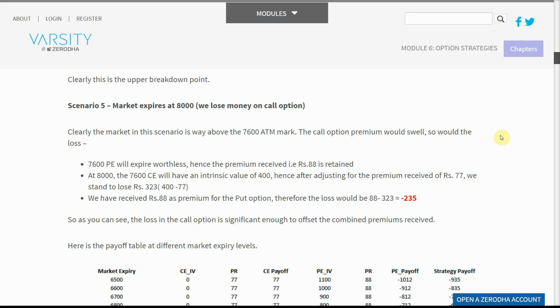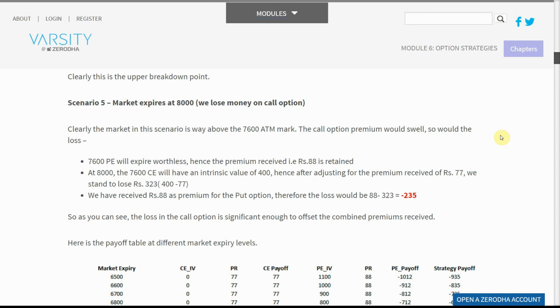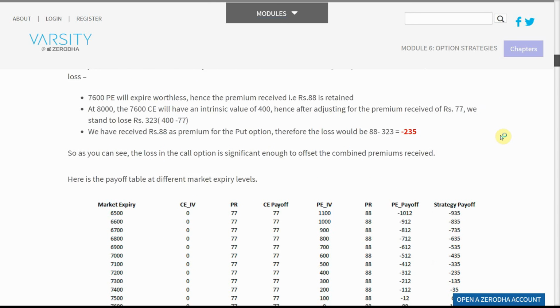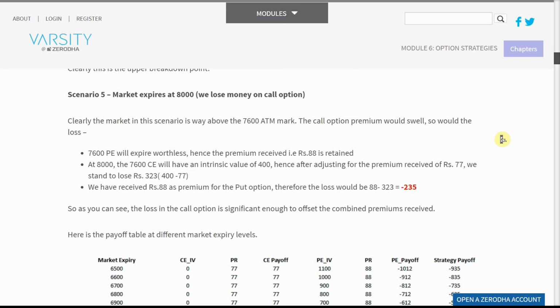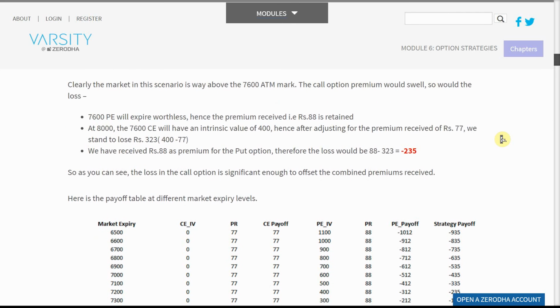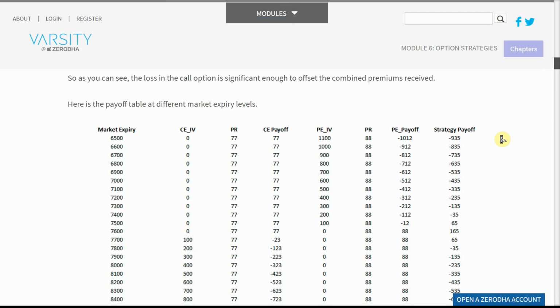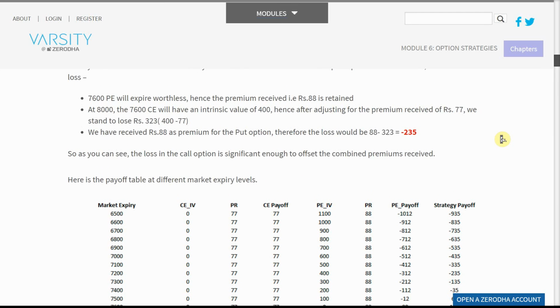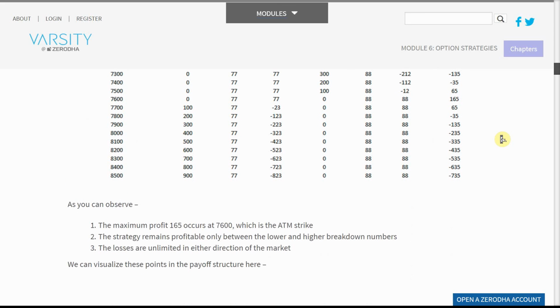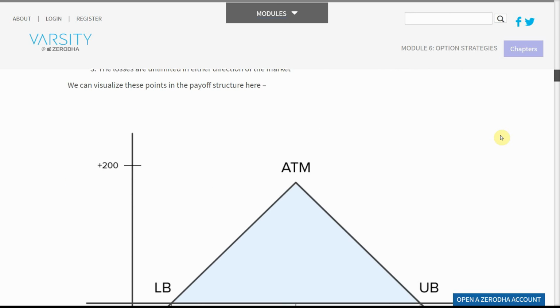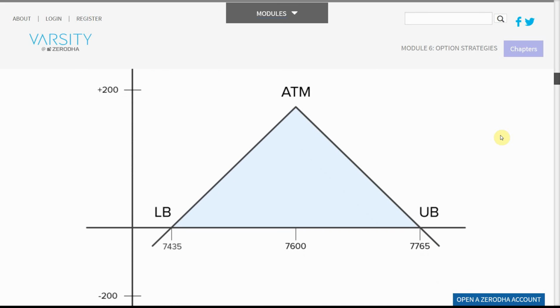Here is the payoff table at different market expiry levels. As you can observe, the maximum profit 165 occurs at 7,600, which is the ATM strike. The strategy remains profitable only between the lower and higher breakdown numbers. The losses are unlimited in either direction of the market. We can visualize these points in the payoff structure here.